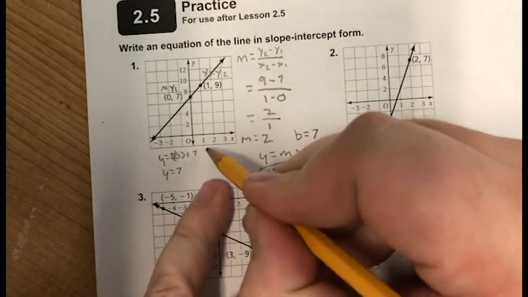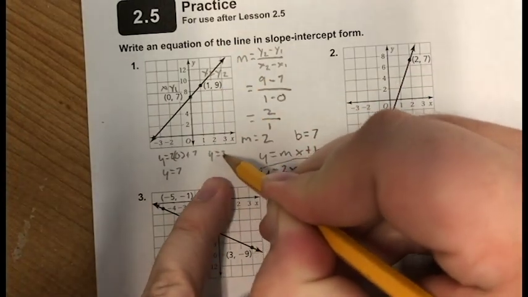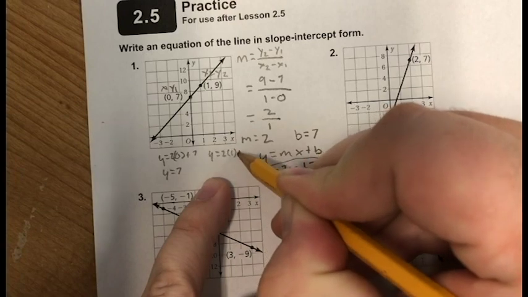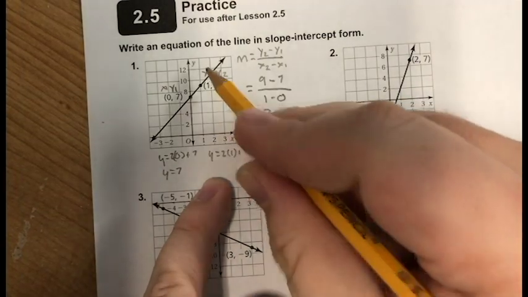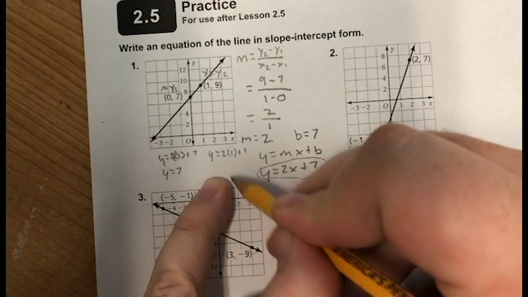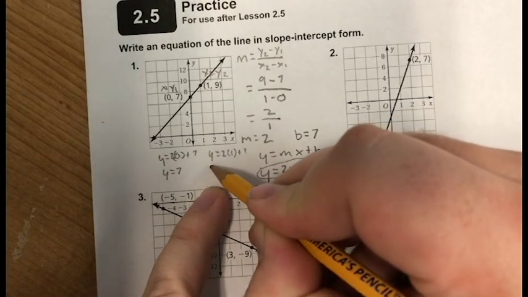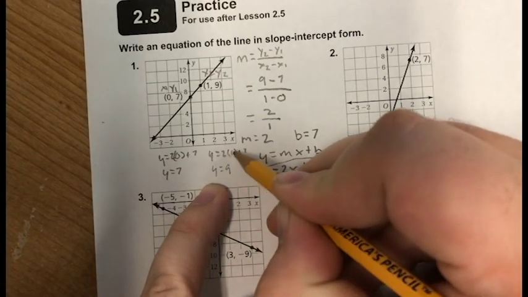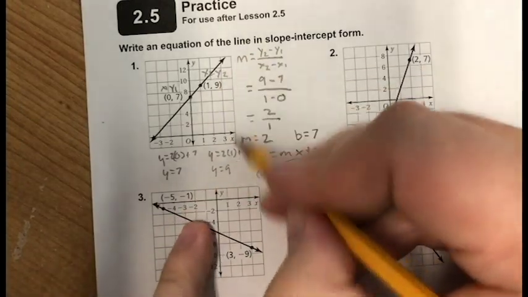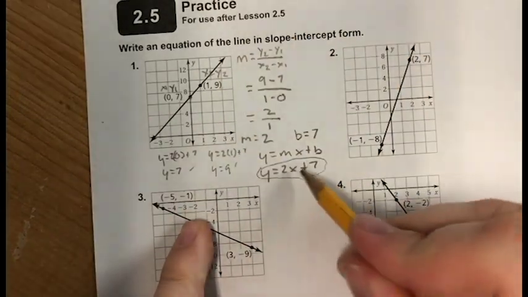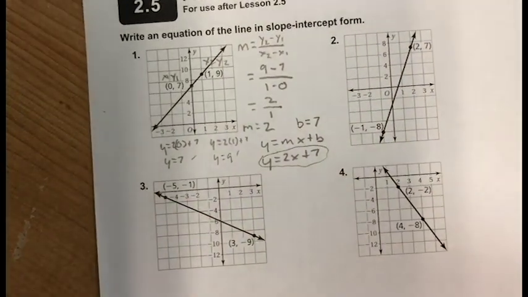Now let's try the next one. y is equal to 2 times 1 plus 7. That was my equation, and I've plugged everything in. 2 times 1 is 2, plus 7 gives me that y is equal to 9. So when x is 1, y is 9, and that checks out. That means this equation is indeed correct.